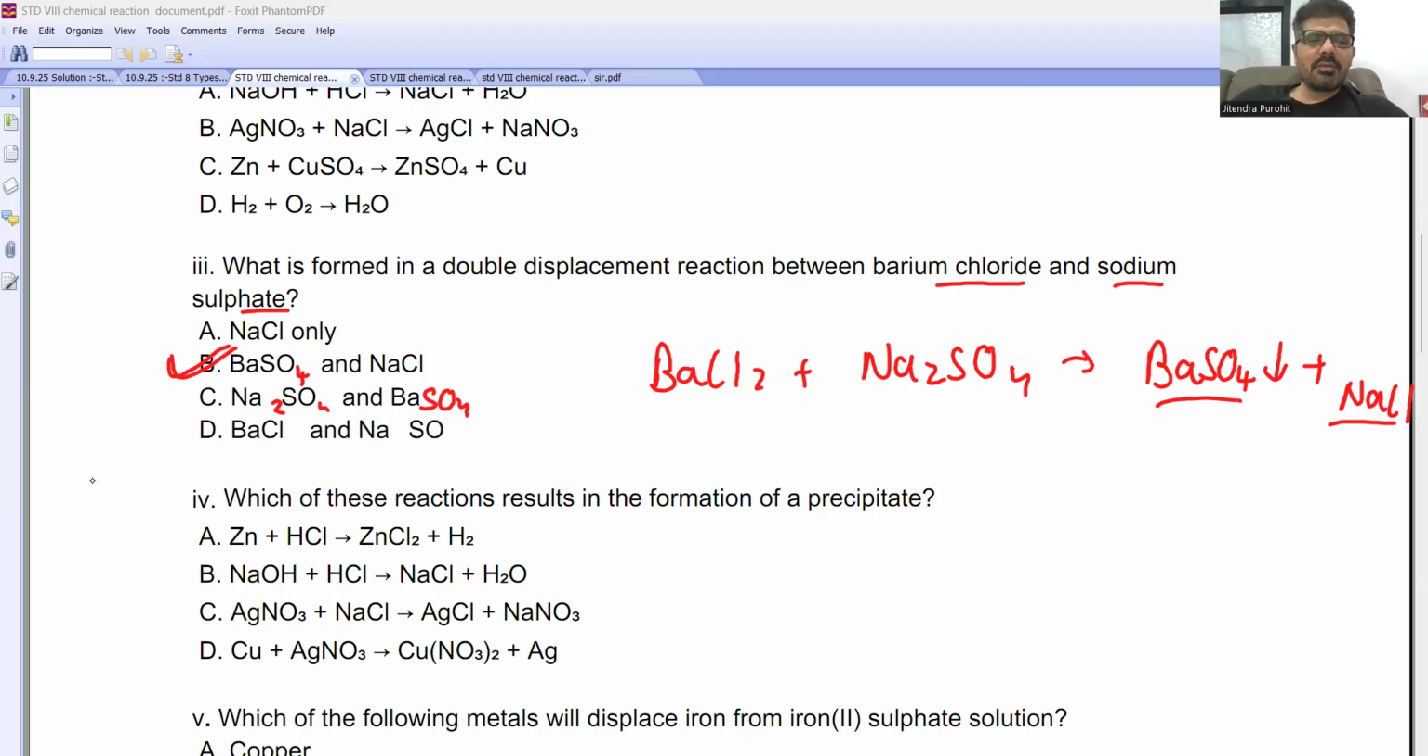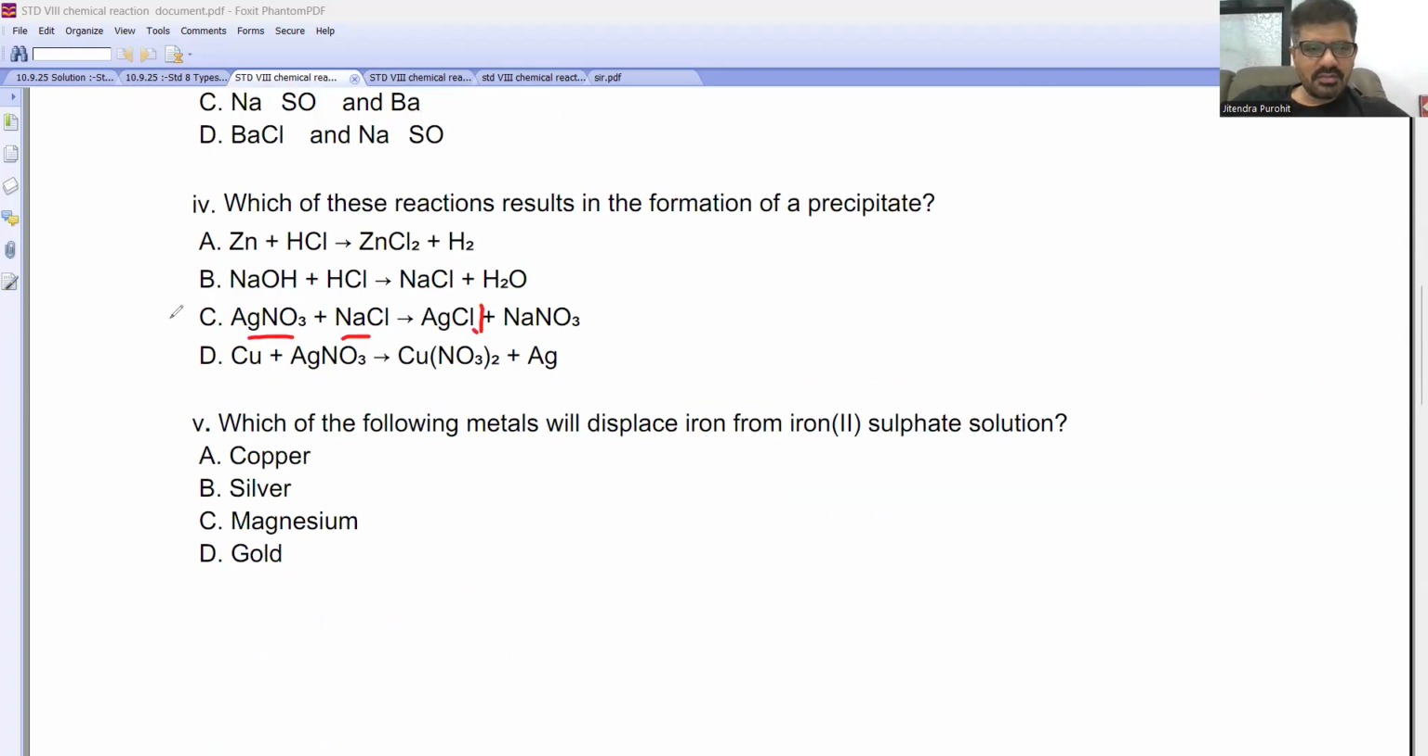Which reaction will form a precipitate? A precipitate is when two soluble salts give you an insoluble one. Can you see? So this is the reaction. Right?